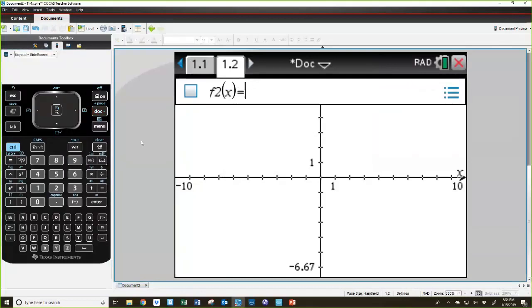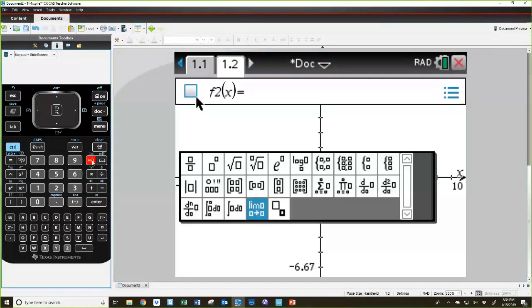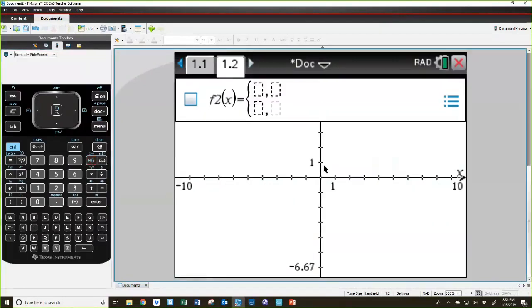The nice thing about the piecewise function is there's actually a template. Beside the 9 key, there's an open book that's the catalog, but right beside it is a math template. If I click on this, I will see lots of different templates. The one that I want is beside the log template right here, and that will give me a 2-piece piecewise. The one to the right of it will give me a multi-piece. I could do 3 or 4 or 5 pieces.